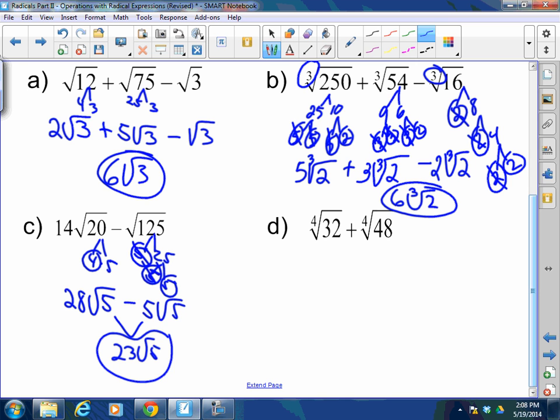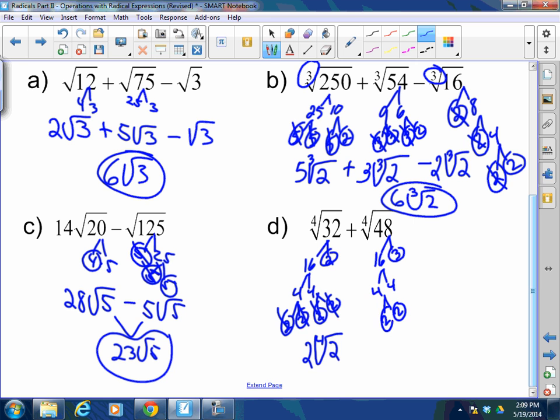Yes? Okay, awesome. 4th root of 32 plus 4th root of 48. This is 16 times 2. That's 4 times 4. 2 and 2. 2 and 2. So 1, 2, 3, 4 2's and 1 2 left over. So that's 2. Very good. 4th root of 2. Beautiful job. 48. 16 times 3. 4 and 4. 2 and 2. 2 and 2. 1, 2, 3, 4 2's comes out as a 2 with a 4th root of 3 left over.